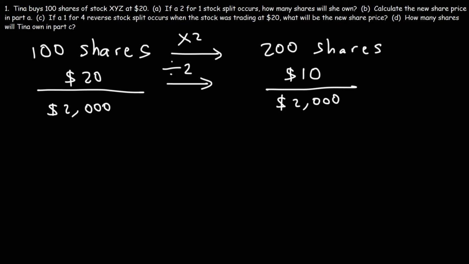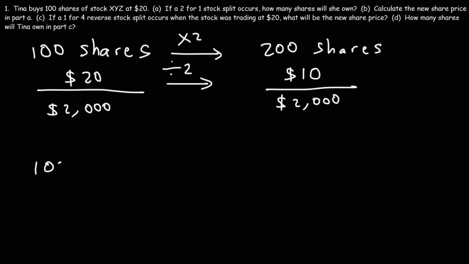So as we can see, in a forward stock split, the number of shares goes up, the stock price goes down, but the value of the investment remains the same. So we've already answered part A and even part B. Part B asks for the new share price, which is $10. So now let's move on to parts C and D. If a 1 for 4 reverse stock split occurs when the stock was trading at 20, what will be the new share price? And then part D, how many shares will Tina own in part C?